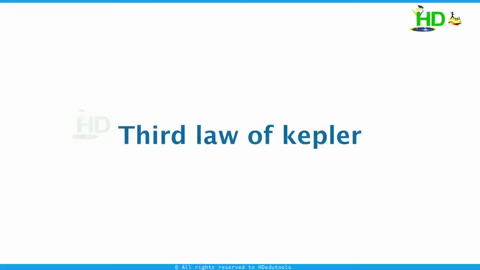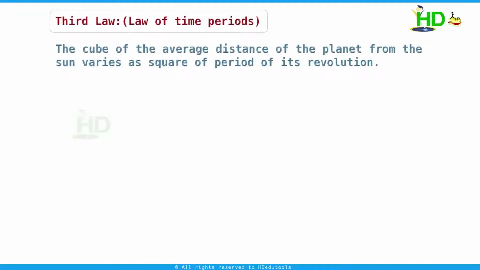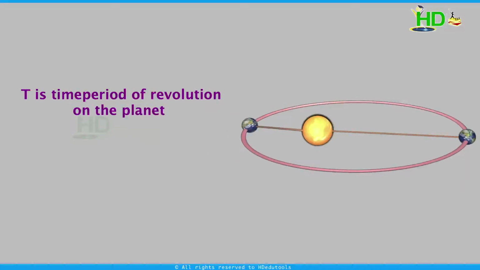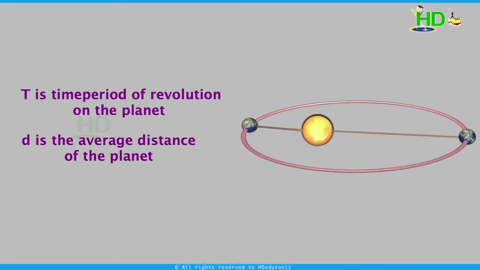Next we go for the third law of Kepler. According to Kepler's third law, the square of the period of revolution of the planet varies as the cube of its average distance from the Sun. That is, T squared is proportional to d cubed. Already we know that the length of the line drawn from Sun to planet is not constant. It is not the same in an elliptical orbit. Therefore, the distance between planet and Sun is taken as the mean or average distance of these two positions. If T is the time period of revolution of the planet and d is the average distance of the planet from the Sun, then Kepler's third law is T squared proportional to d cubed.